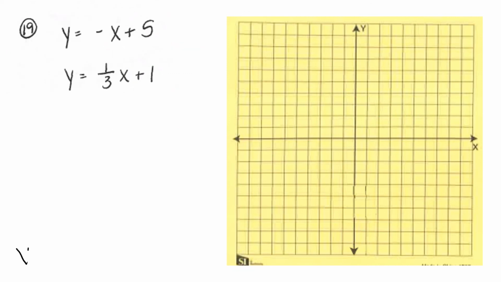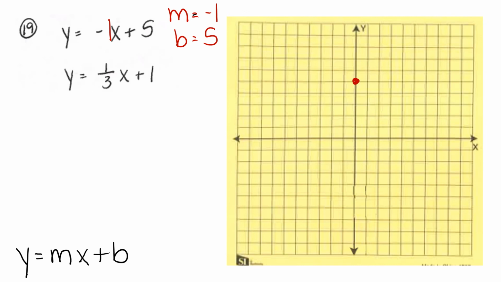For number 19, we're going to reference our slope-intercept form equation, y equals mx plus b. Our m value is the negative 1. Even though there's no number, we know that if no number is written, it's an understood 1. And then we have a positive 5 for our initial value. We start at 0 and graph the positive 5 first.